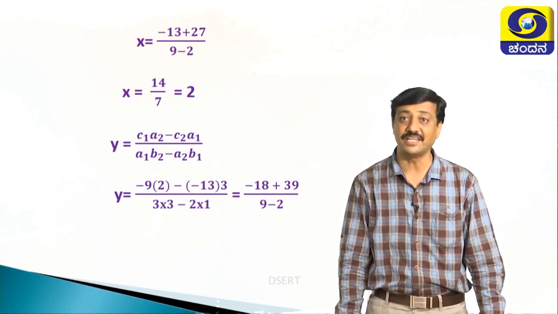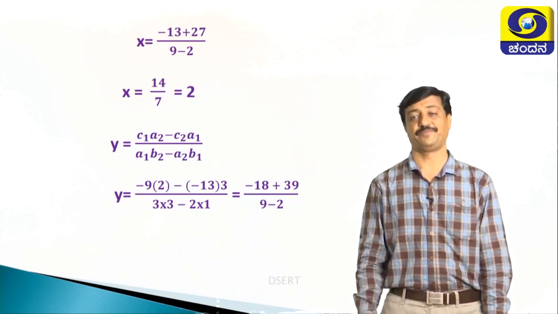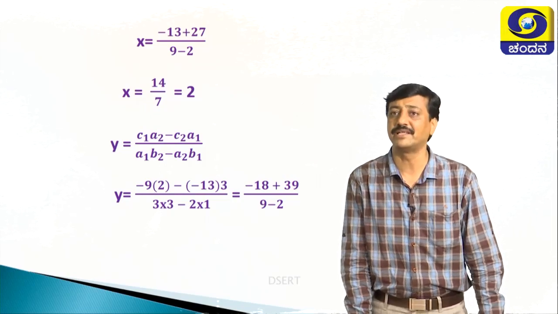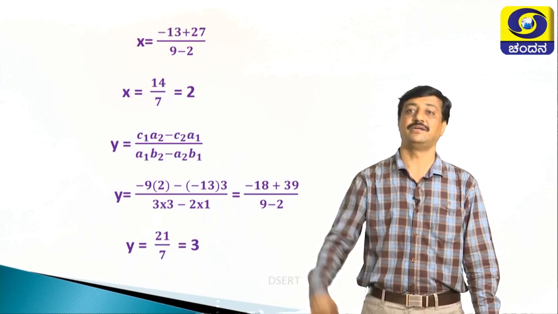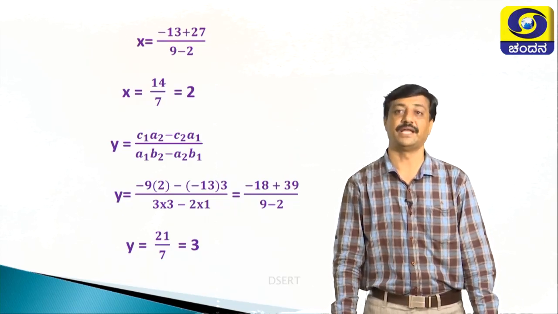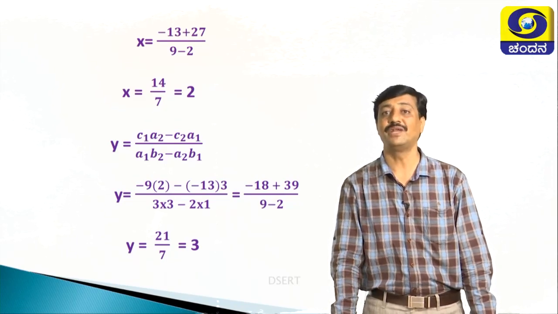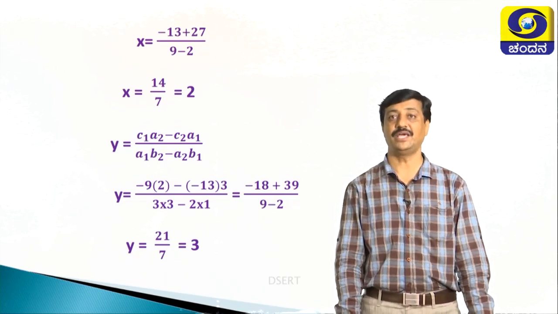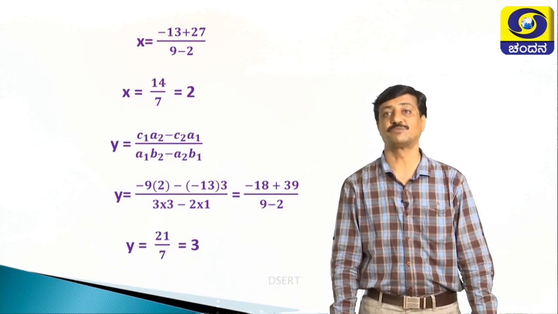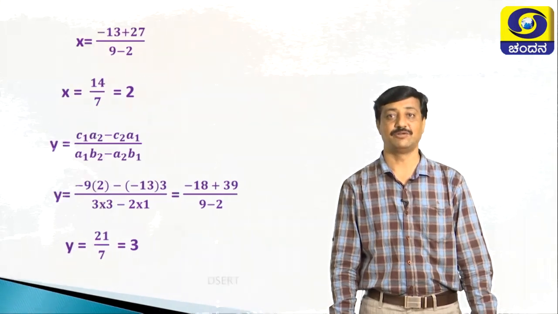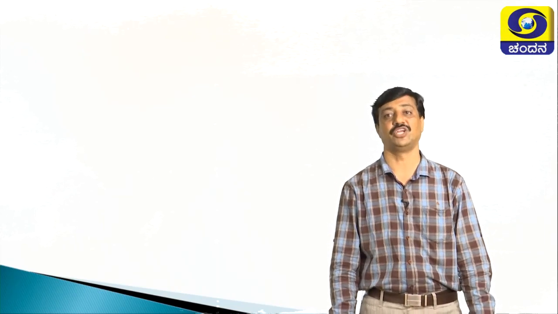What is minus into minus 13 into 3? It gives plus 39, divided by 9 minus 2 in the denominator. Again in the numerator, one is negative, another is positive, so you go for subtraction and get 21 in the numerator, and subtracting 2 from 9 you get 7. Divide 21 by 7, and finally you get y equals 3. In this way, you can find the values of x and y by the cross multiplication method. X equals 2 and y equals 3 are the required solution by the cross multiplication method.